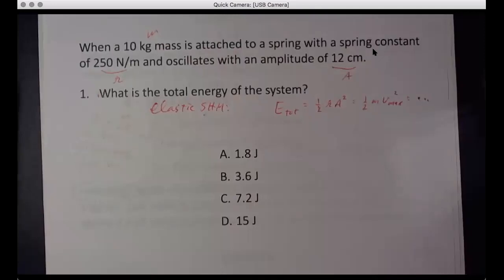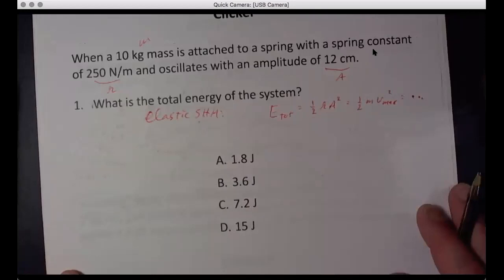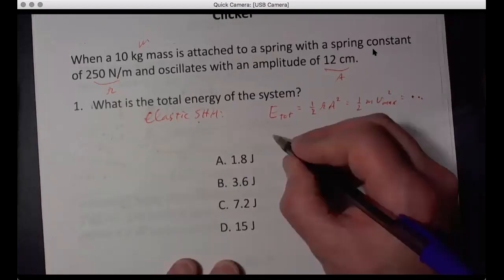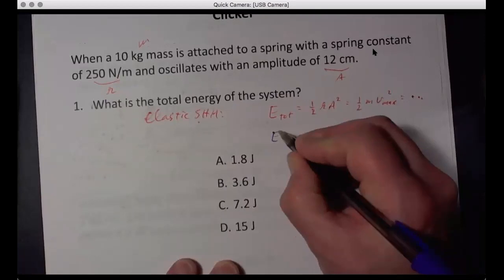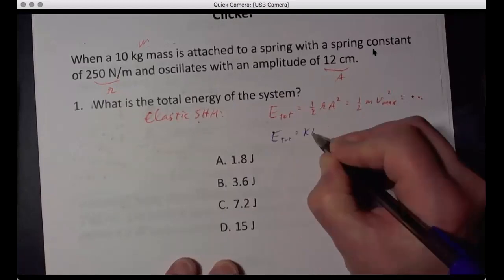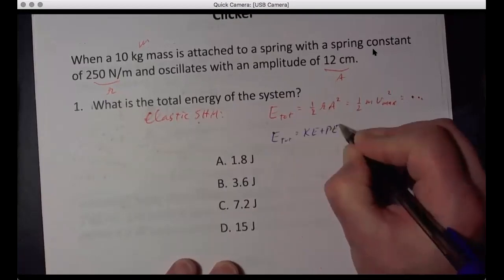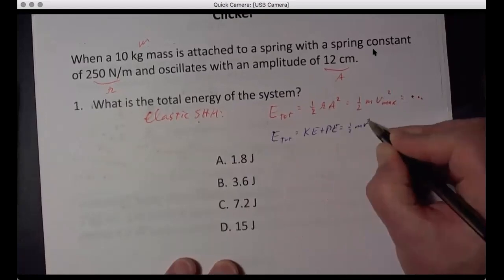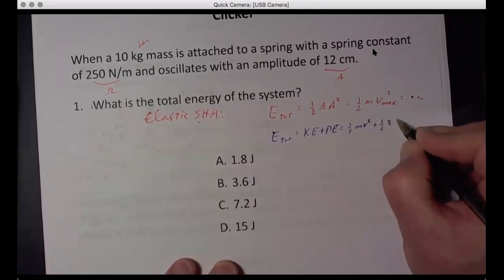And so that gets us into a pretty good position. We just have to plug it in. By the way, let me just write this down for your information. E total is of course equal to KE plus PE, which is 1/2 mv squared plus 1/2 kx squared.